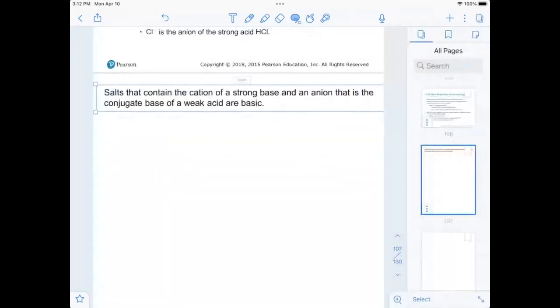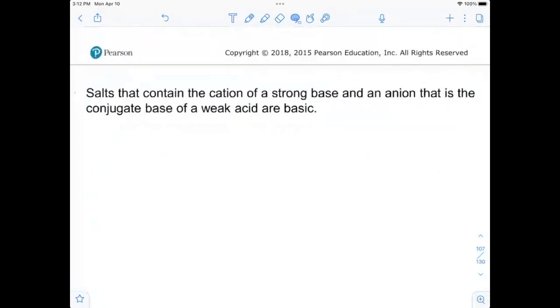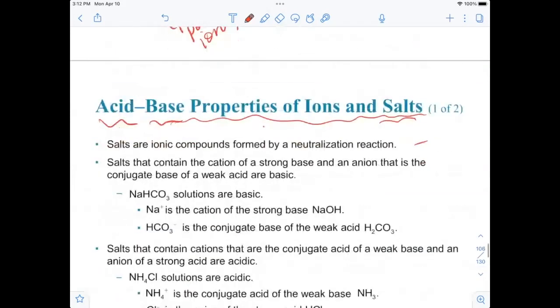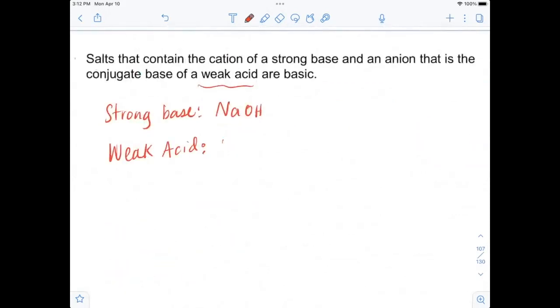Okay, so now that we have this, let me make this bigger here. Let's get our strong base. I'll choose sodium hydroxide. And then we're going to pick a weak acid. Let me pick the one that they picked. They picked carbonic acid, H2CO3. Okay? So we have our two ingredients, strong base, weak acid.